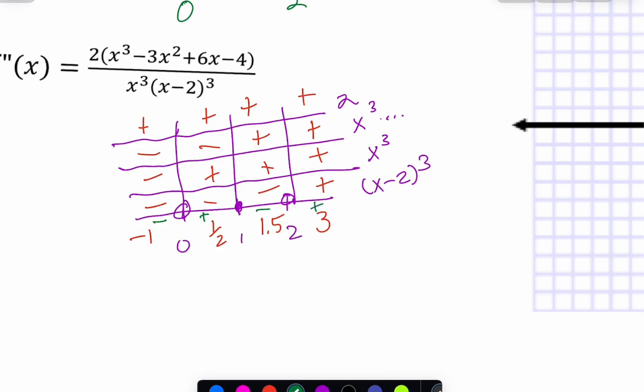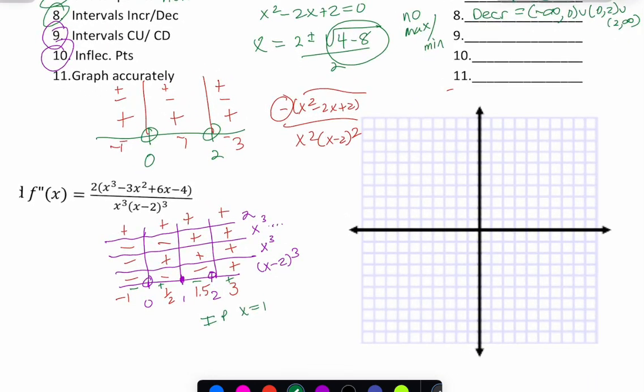So where is an inflection point? There's an inflection point when x equals 1. That's the only place where we have a change in concavity for a point that actually works. It's the only time that happens. So let's go back up here, and on number 10, let's say that our inflection point is at x equals 1. Or we could even put 1 comma, and we can fill that in.